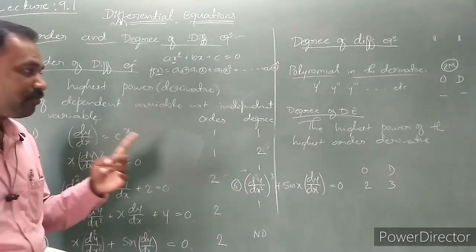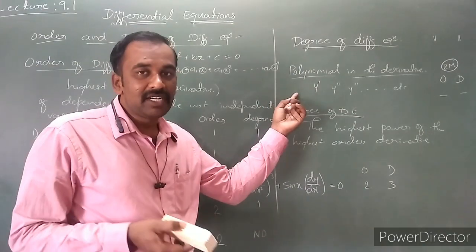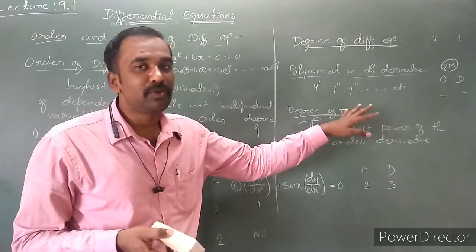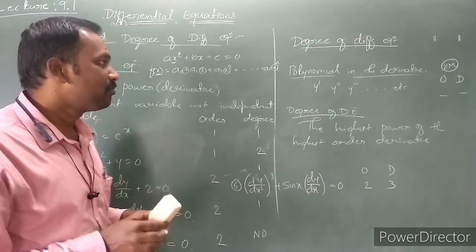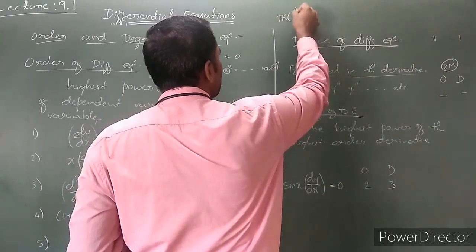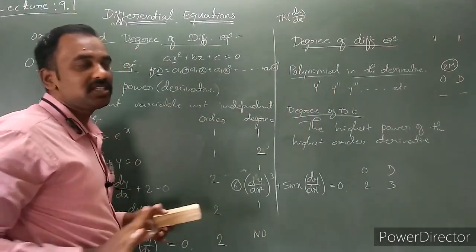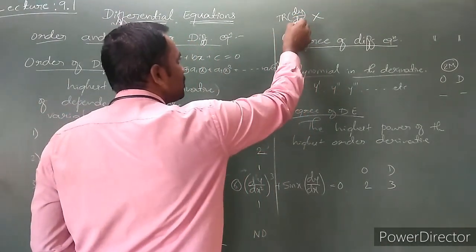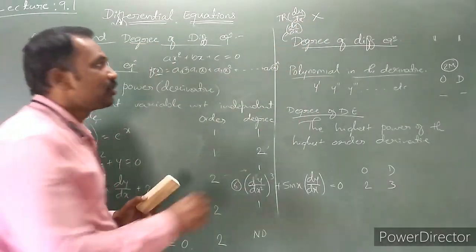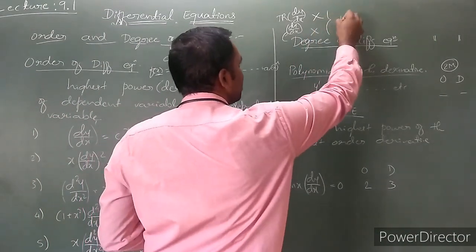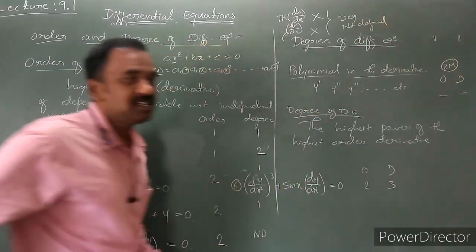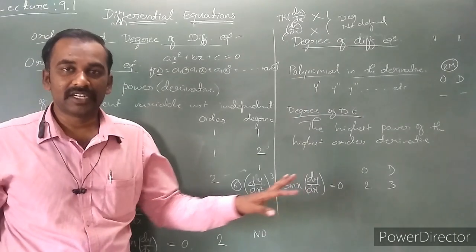So to write the degree, first of all you have to check whether the given differential equation is a polynomial in the derivatives or not. To check this, simply remember: trigonometric ratios of dy by dx should not be there, and exponential functions, e to the power of a derivative, should not be there. In such cases, the degree is not defined. In such cases, degree is not defined. In all remaining cases, degree is defined.